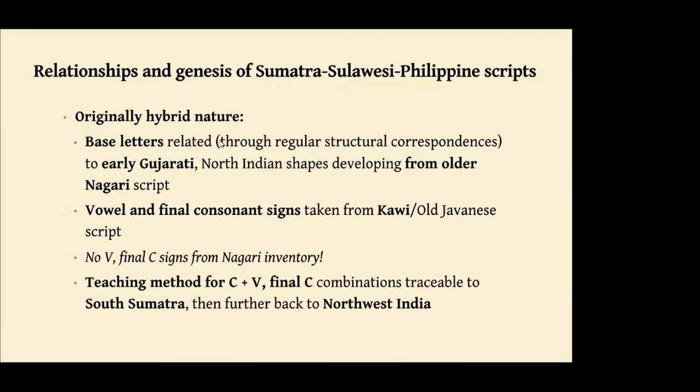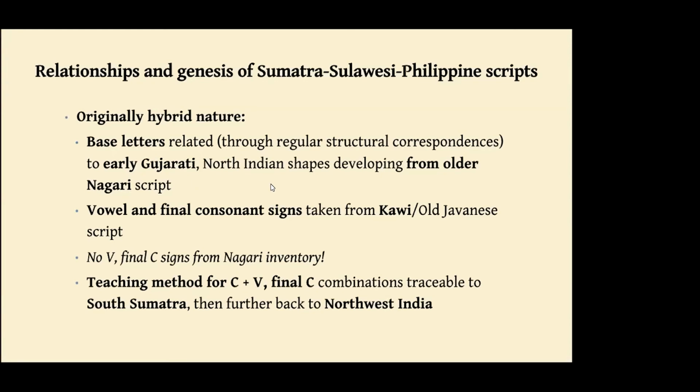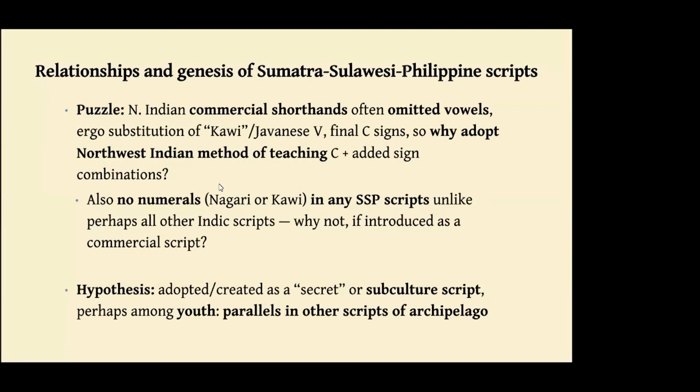So originally these scripts were hybrid in nature. The base letters are, I think, clearly systematically related to early Gujarati script and North Indian shapes developing from older Nagari script. But the vowel and final consonant signs aren't from Nagari. They're taken from Kawi, or old Javanese script. And again, the teaching method is traceable to Northwest India. Now, this is a puzzle. The North Indian commercial shorthands, which we would assume is what the Gujaratis imported, often omitted vowels. So it's not surprising that the Malays who learned them would have adopted the Kawi or Javanese final vowel and consonant signs, but then why would they adopt the Northwest Indian method of teaching the combinations of consonants plus added signs?